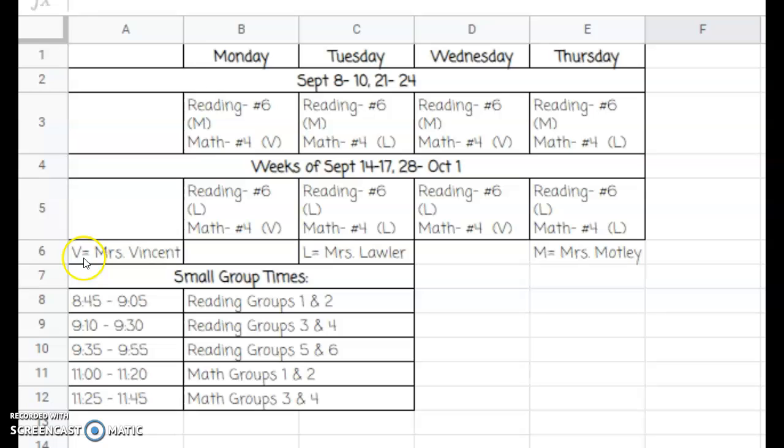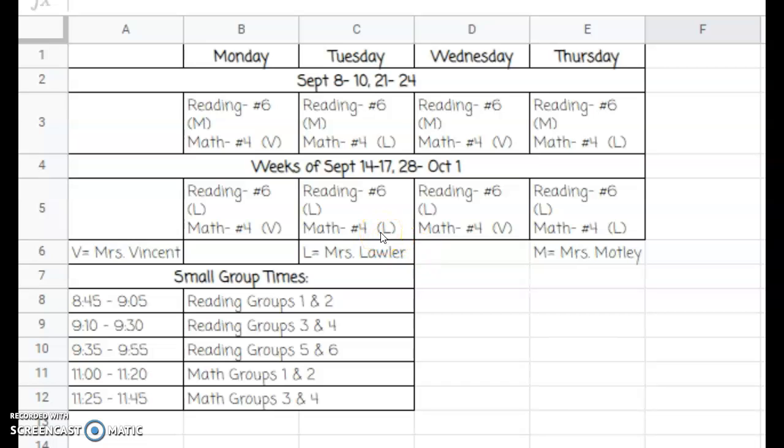You also see that there is a V for Miss Vincent. She is supporting us in math. An L for me, and an M for Miss Motley. She is one of our reading specialists who will be supporting us. Down here, you see all of the small group times, and I've already sent you your time.